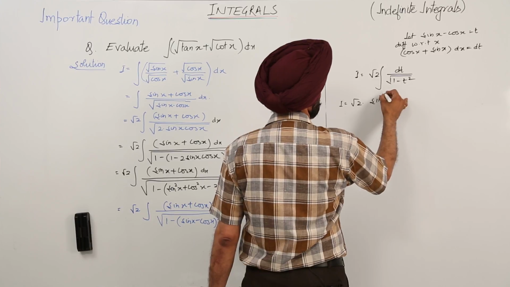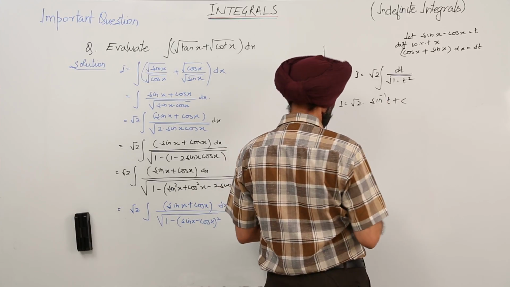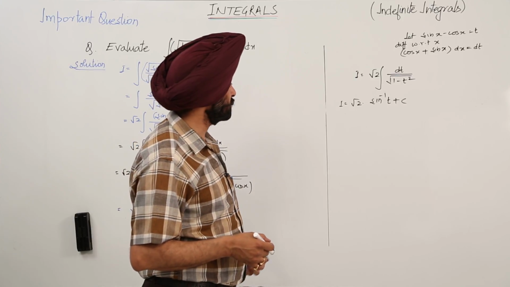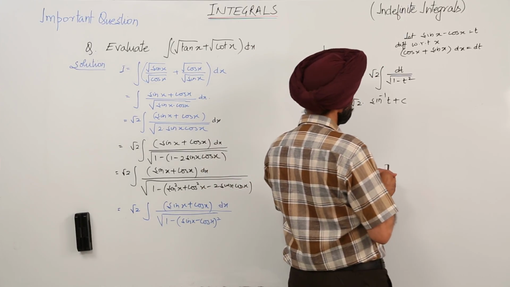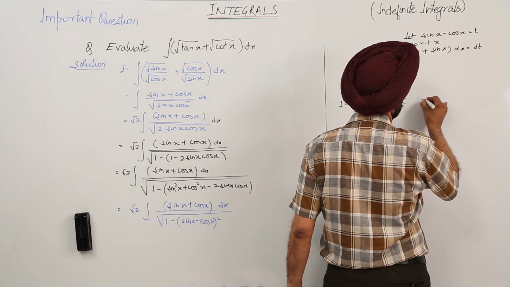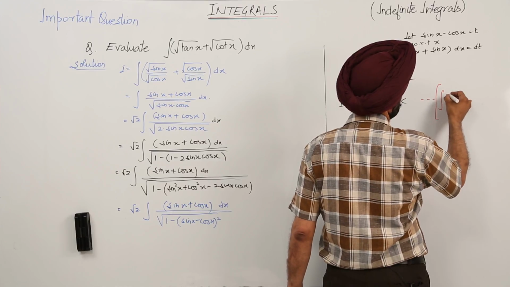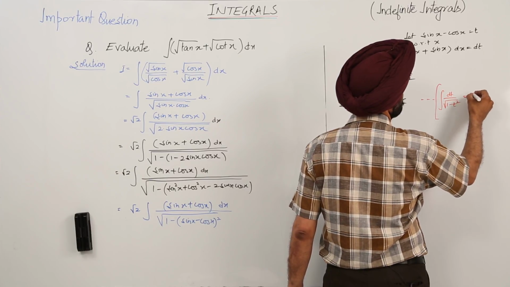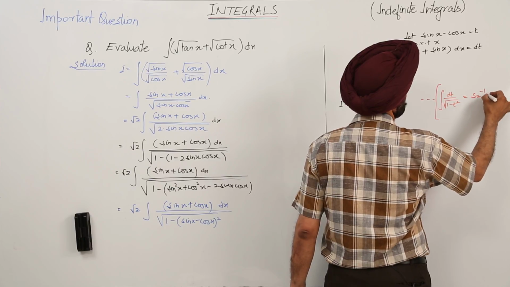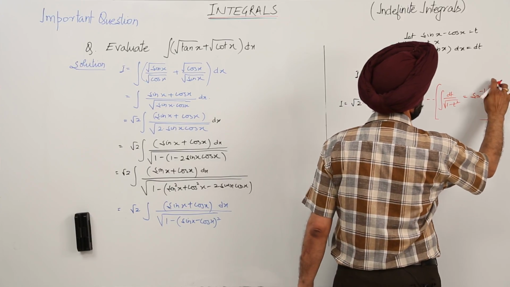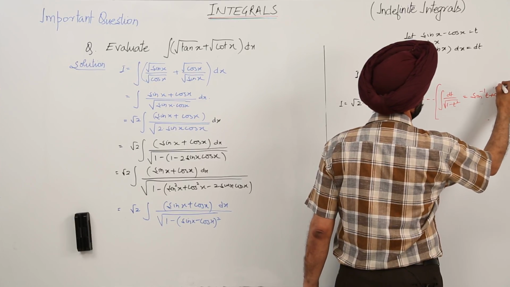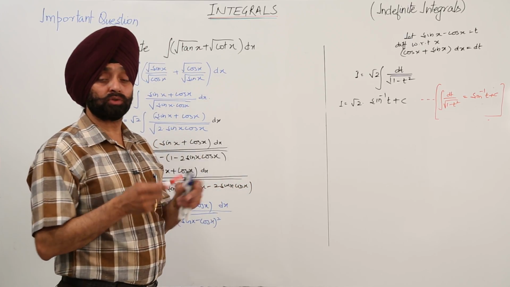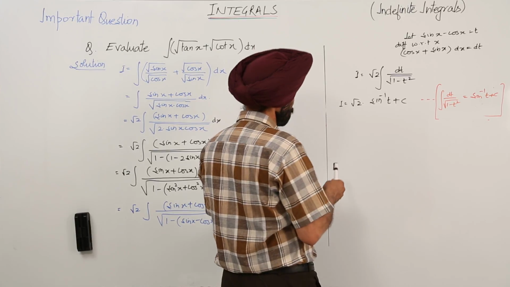So now this becomes root 2 sin inverse t plus c. Now what was the integration of dt upon the square root of 1 minus t square? That was sine inverse t. Integration of dt upon the square root of 1 minus t square is equal to sine inverse t plus c. Okay, now it depends on the question; we would have written minus cos inverse x also here.